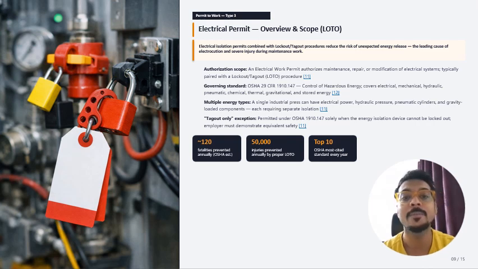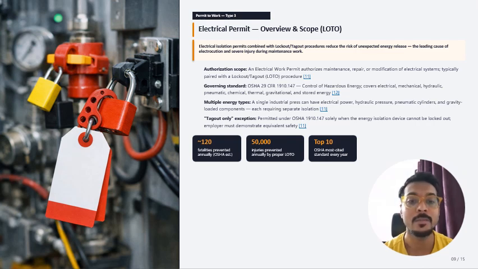Multiple energy types can exist in a single industrial process: electrical, hydraulic pressure, gravity-loaded components, each requiring separate isolation. Under OSHA, if energy isolation cannot be done by lockout, tagout is permitted, and the employee must demonstrate equivalent safety.